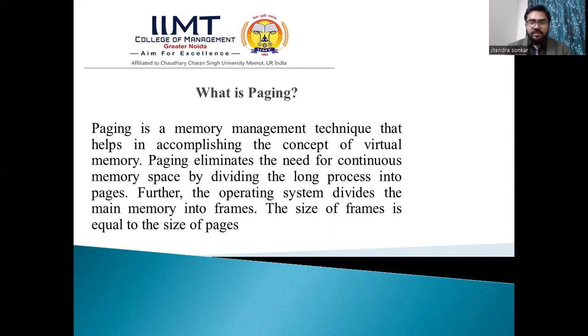In the paging concept, the process is divided into fixed size blocks. These blocks are called pages, and the main memory is also divided into fixed size blocks. These blocks are known as frames. The frame size and the page size must be the same.